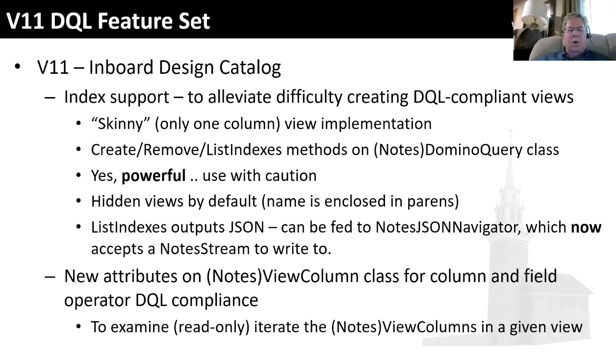Also, if you want a more programmatic way to look at what is indexed, to actually walk views and view columns, we have new attributes on the view column class for column and field. Again, there are two different ones. They're read only. We're not going to let you update them, because you update these things by modifying the view. So to examine them, we show you those two attributes, whether it's useful for a view syntax or a field syntax. That's what happens there.